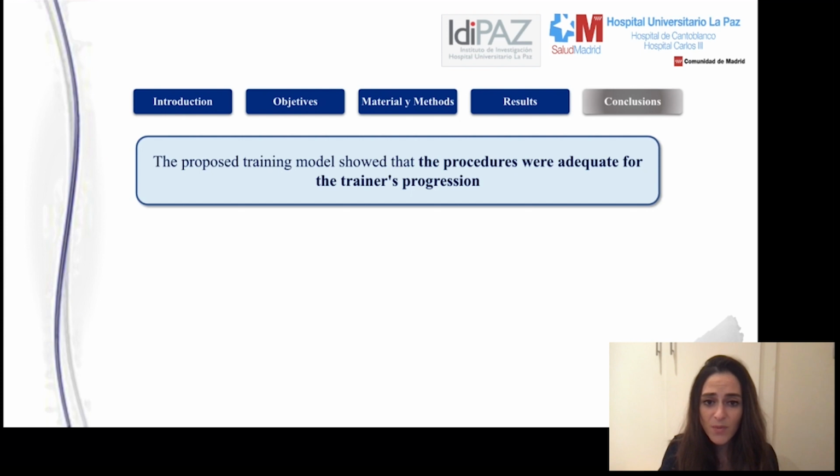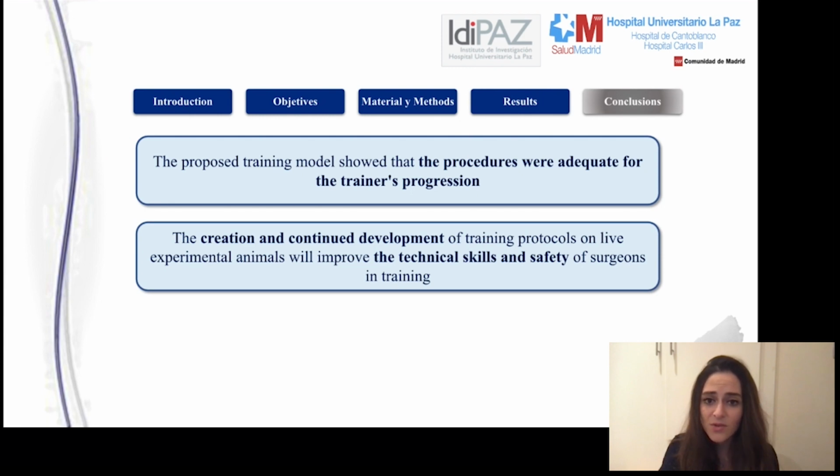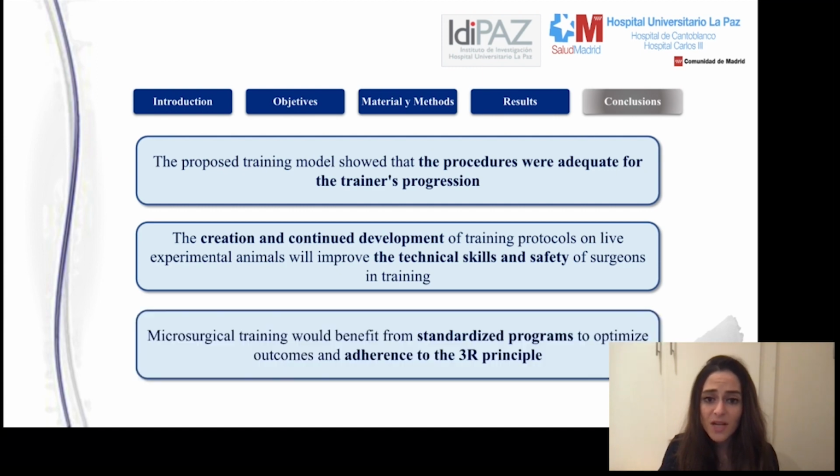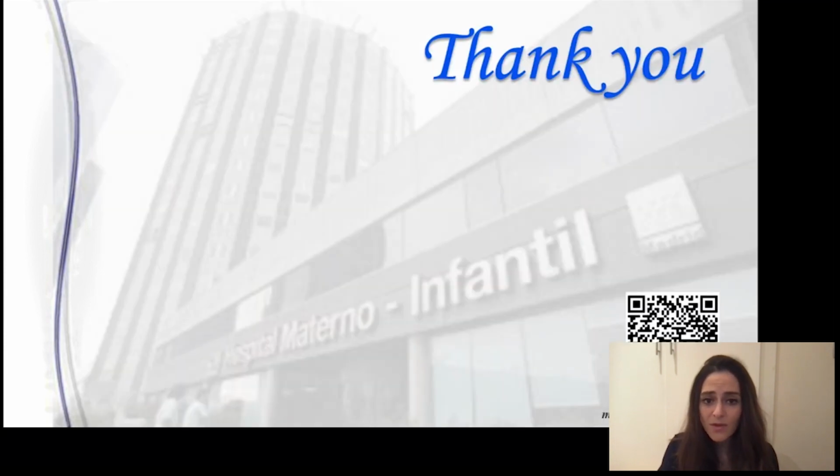In conclusion, the proposed training model showed that the procedures were adequate for the training's progression. The creation and continued development of core training protocols on live experimental animals will improve the technique. Microsurgical training will benefit from standardized programs to optimize outcomes and adhere to the 3 Rs principles. At the bottom of the slide, you can see a code that will take you to videos about the techniques.